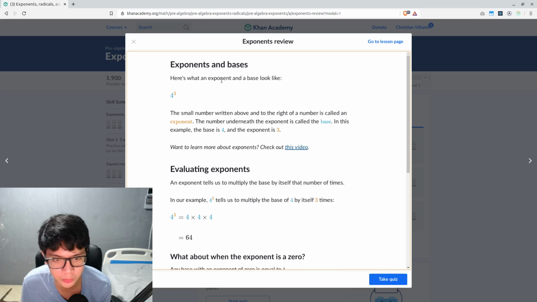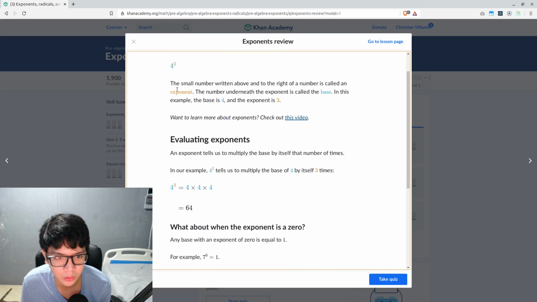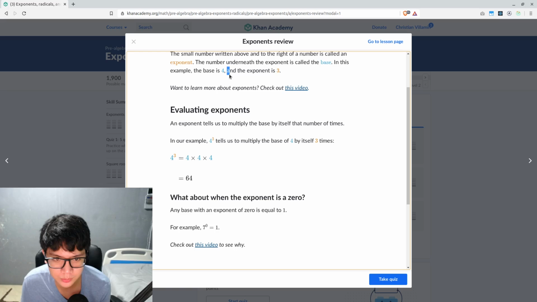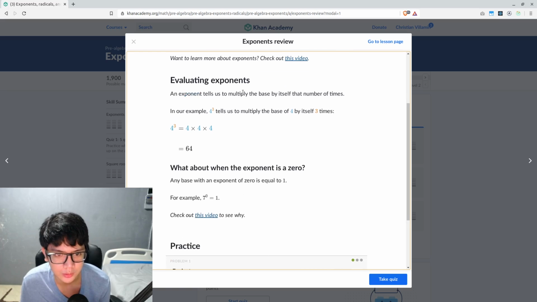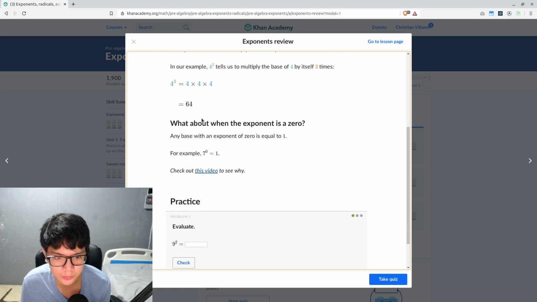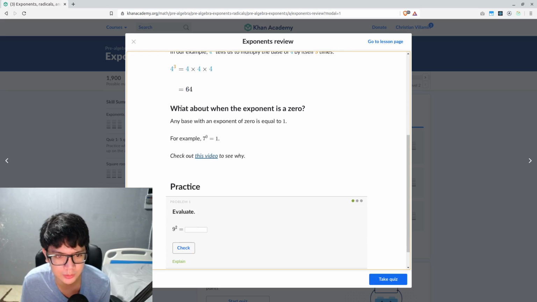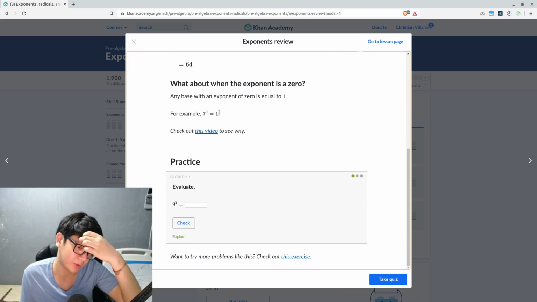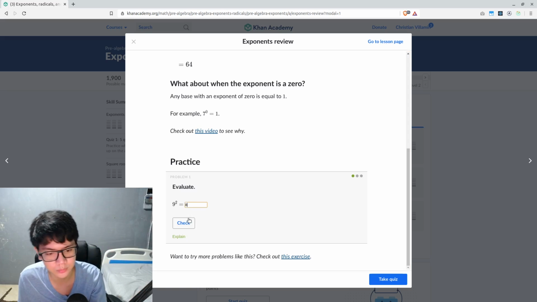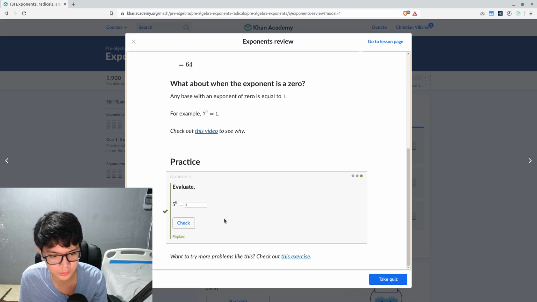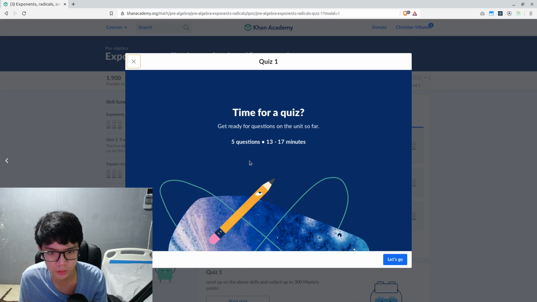Irrespective of an exponent and the basics, like 4 to the 3rd power, above and to the right of a number is called an exponent. So, wait. I feel like I've seen these before. Oh, no, okay. No, let's just start it. Take no, not the quiz. Just 5 questions.